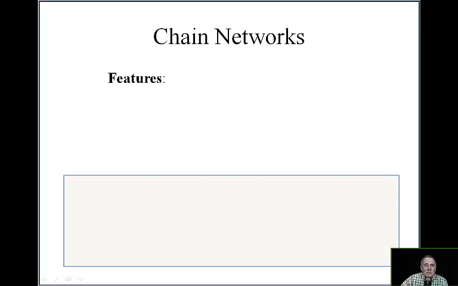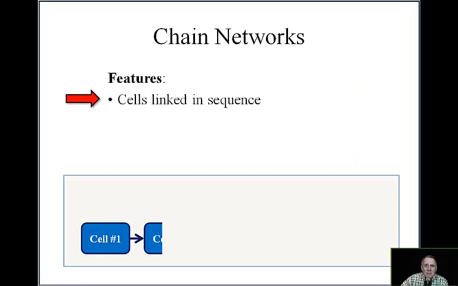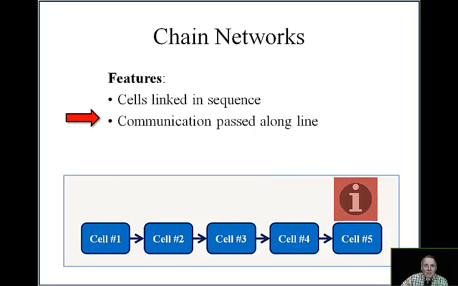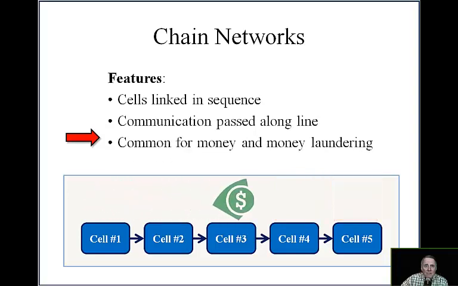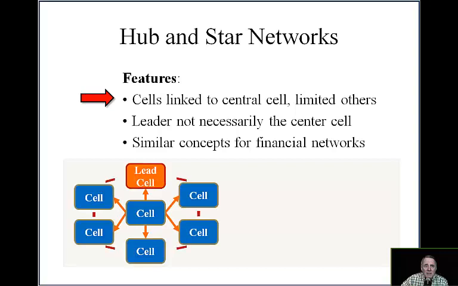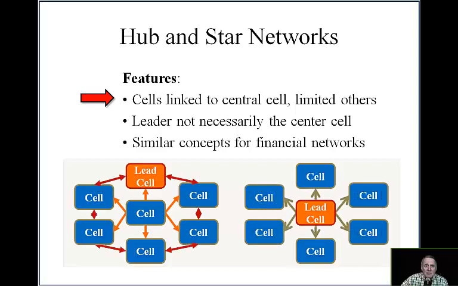Chain networks are organized such that cells are linked in sequence, communications are passed along the line. This is common for money and money laundering. The features of the hub and star networks, schematics of which are shown here, include that cells are linked to a central cell, with some cells having limited linkages. Leaders are not necessarily the central cell. These are similar concepts for financial networks in business.